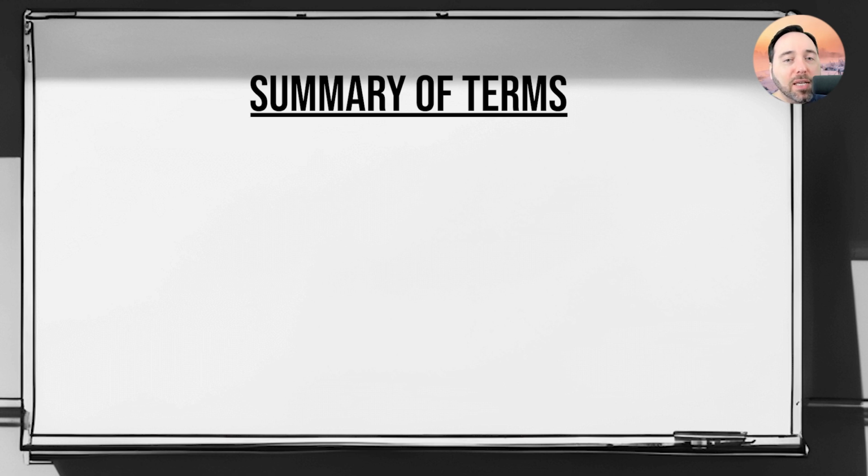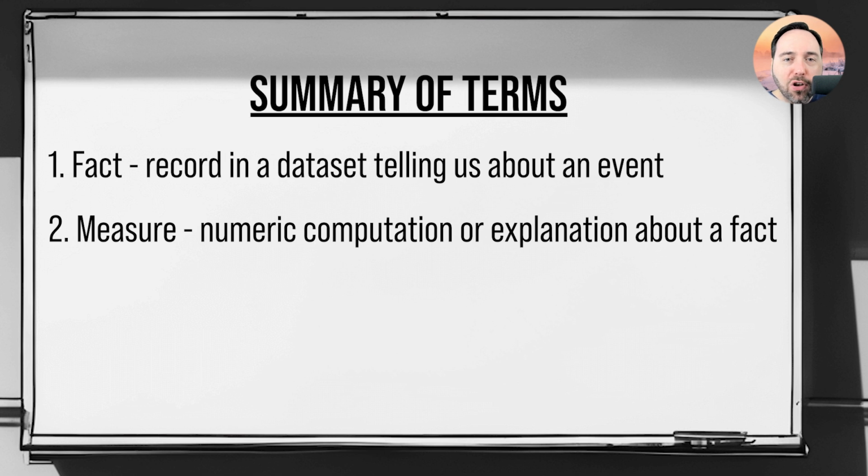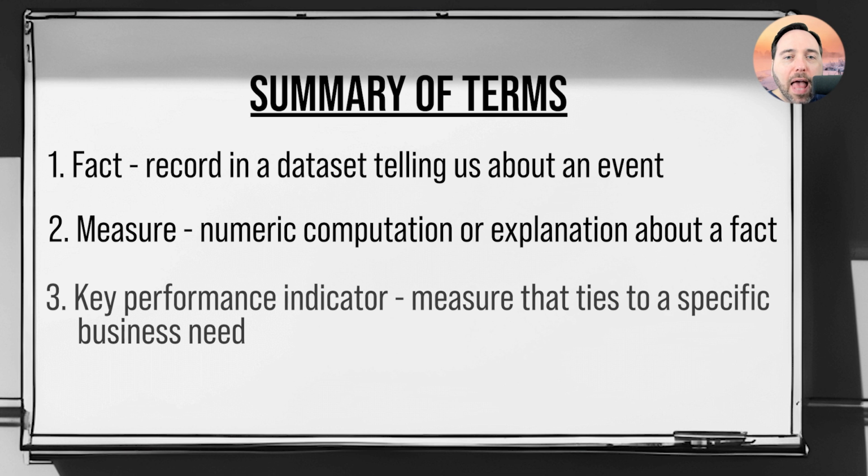I've thrown around a lot of terminology here, and the lines between terms may still feel a little bit blurry, so let me summarize things a bit as we wrap up this video. A fact is a record in a dataset. This record will tell us about some event that either has occurred, is occurring, or will occur. A measure is the numeric computation or explanation about the fact. A key performance indicator is a measure that ties back to a specific business need.